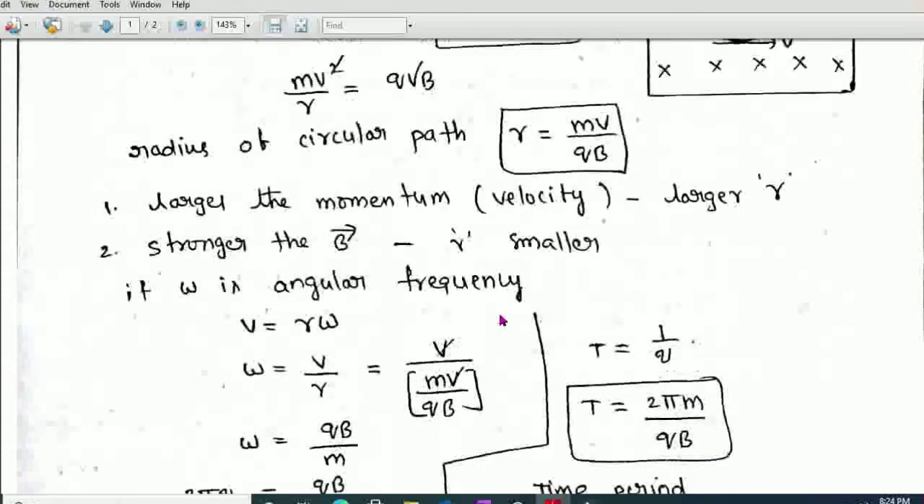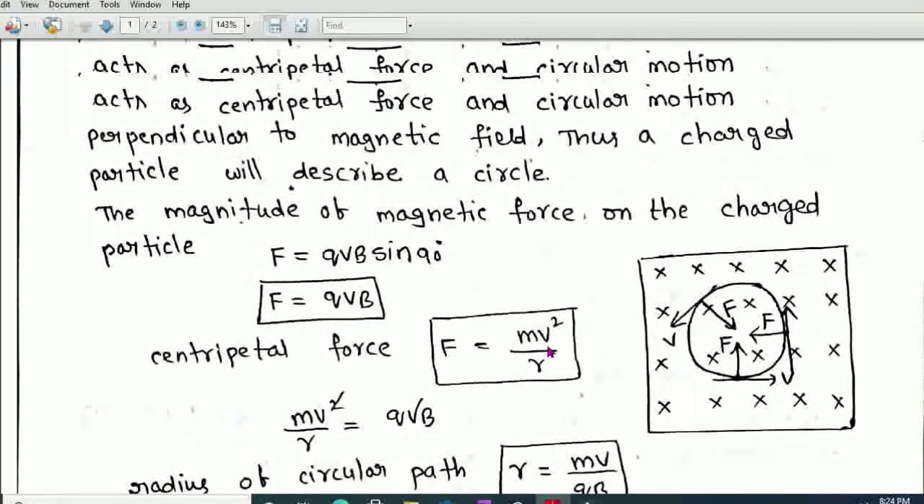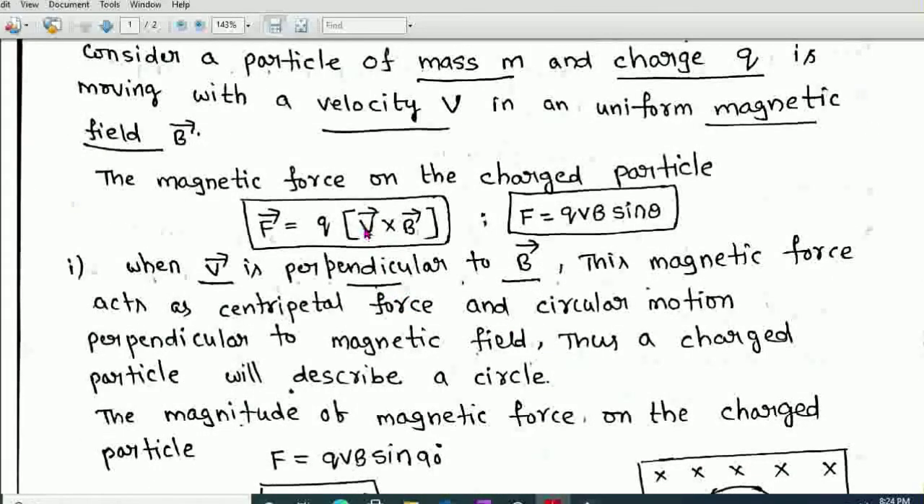Now this is the case we have discussed, where v bar is perpendicular to B bar. Here theta is the angle between v bar and B bar. If theta is 90, this is the case we have observed. That means when the charged particle moves perpendicular to the magnetic field, it experiences a magnetic force that acts as centripetal force. The charged particle describes a circular path.